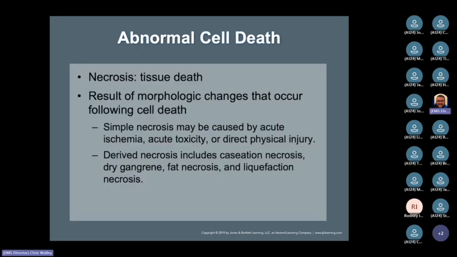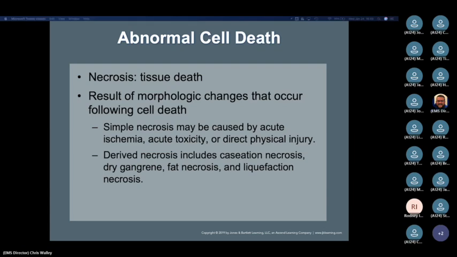Abnormal cell death, necrosis, is the term used for tissue death. Let's throw this out there. Who knows what is one of the drugs we use a lot, but is the most necrotic that we have in our bags? Anybody have an idea?